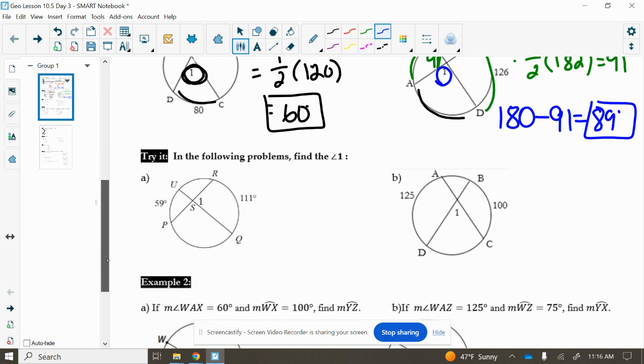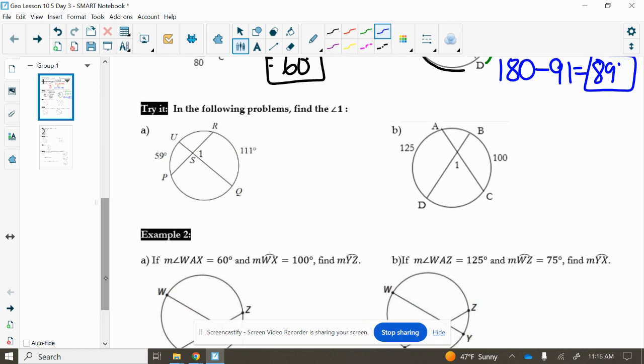So there are 2 examples for you to try. This first one, you are just looking for the measure of angle 1. Look at the arcs it's opening up onto. The second one, you are looking for the measure of angle 1, but reminder, you are going to need to solve for its supplementary buddy first.